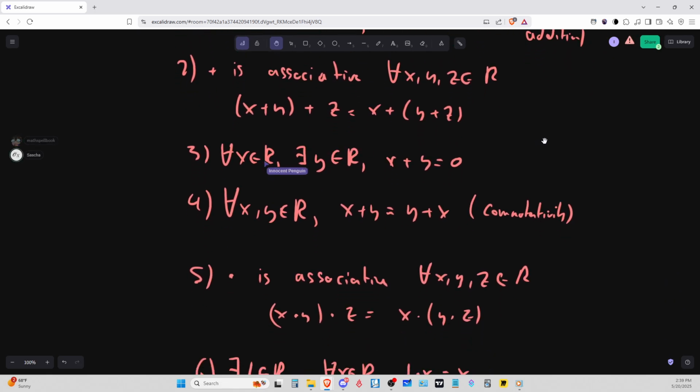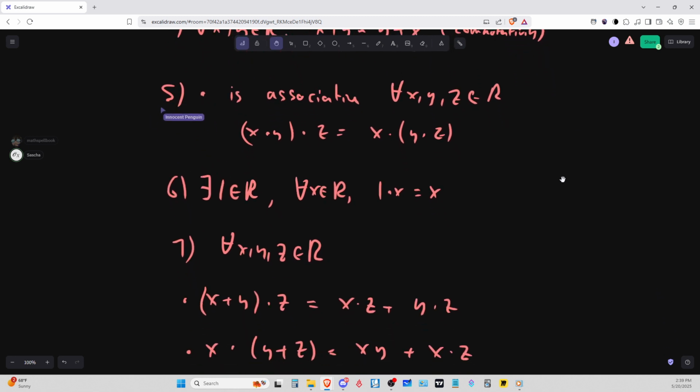And the third axiom basically tells you that we have an inverse element for addition. Axiom 4 is just commutativity, so the order in which you do addition does not matter. Which is different from associativity, because associativity is about the order of the parentheses, and now it's the order of the elements. Okay.